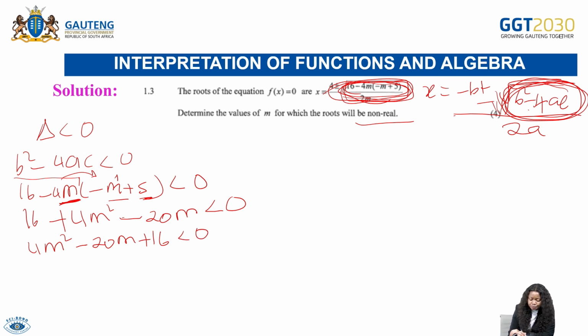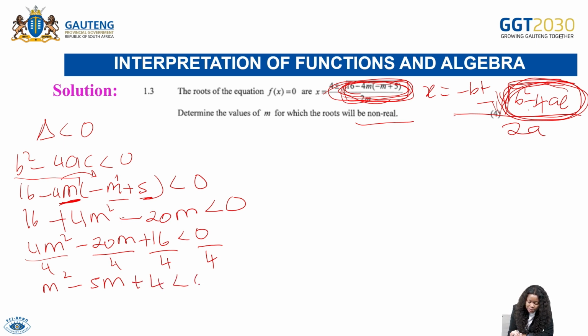So from here, I prefer my coefficient of m squared to be 1. So I divide by 4, I divide by 4, I divide by 4, and I divide by 4. If you choose not to divide by 4, remember, it's still fine. You're still going to get the same answer as myself. So if you divide by 4, you'll get m squared. If you divide 20 by 4, you'll get negative 5m. And if you divide 16 by 4, you'll get positive 4, it is less than 0.